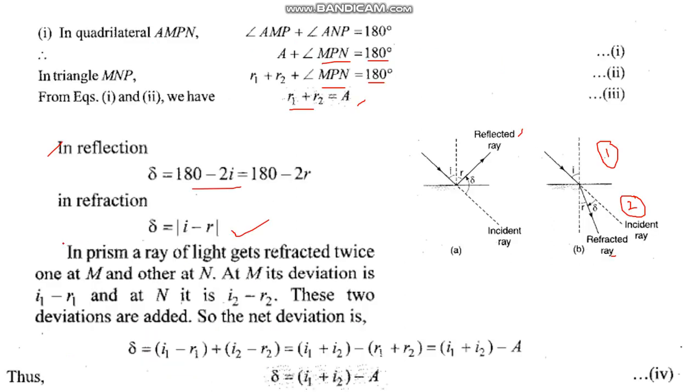So you need to add these two. I1 minus R1 is one case, I2 minus R2 is another case, from this equation. So we need to add these two. Once you add these two, you can take I1 plus I2 common. You get I1 plus I2 minus R1 plus R2. But R1 plus R2 is A. So this is one very useful result you are going to get: delta is equal to I1 plus I2 minus A.